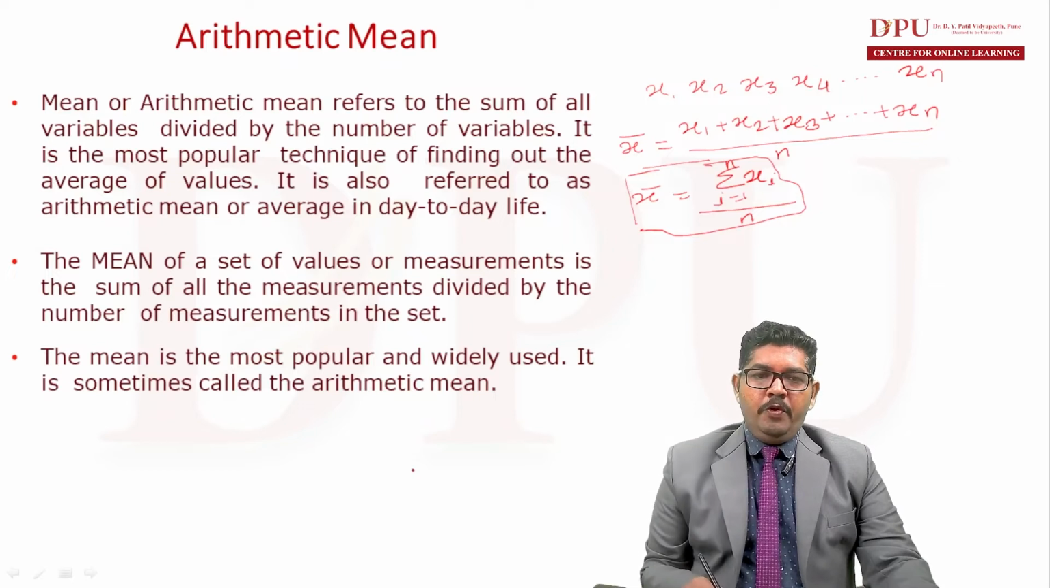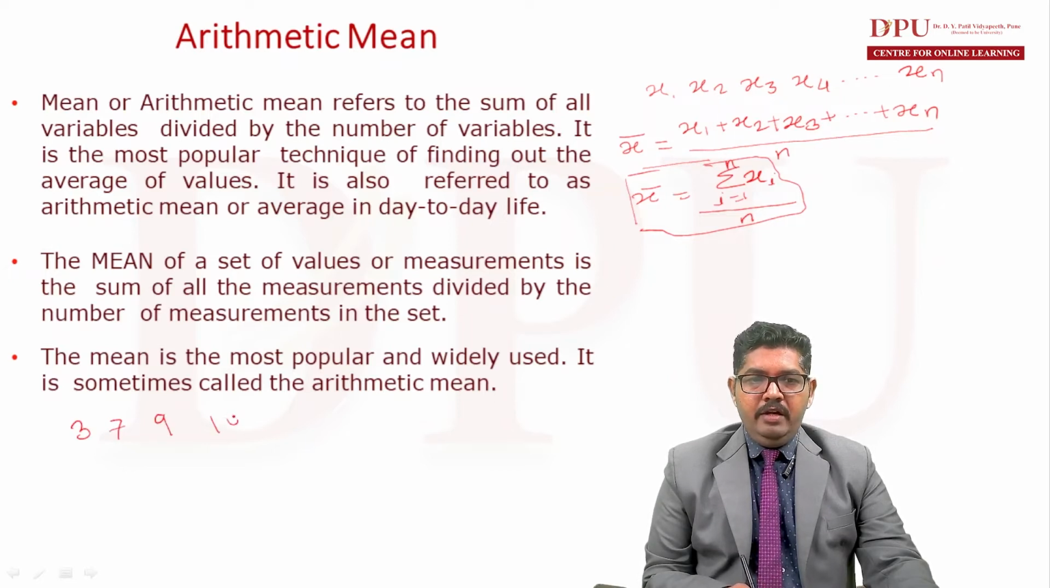For example, we have data such as 3, 7, 9, 10, 12. We are interested in finding the mean of these numbers. How do we calculate? X bar, the mean, is equal to what? Addition of all these variables: 3 plus 7 plus 9 plus 10 plus 12, divided by how many numbers are there? 1, 2, 3, 4, 5.